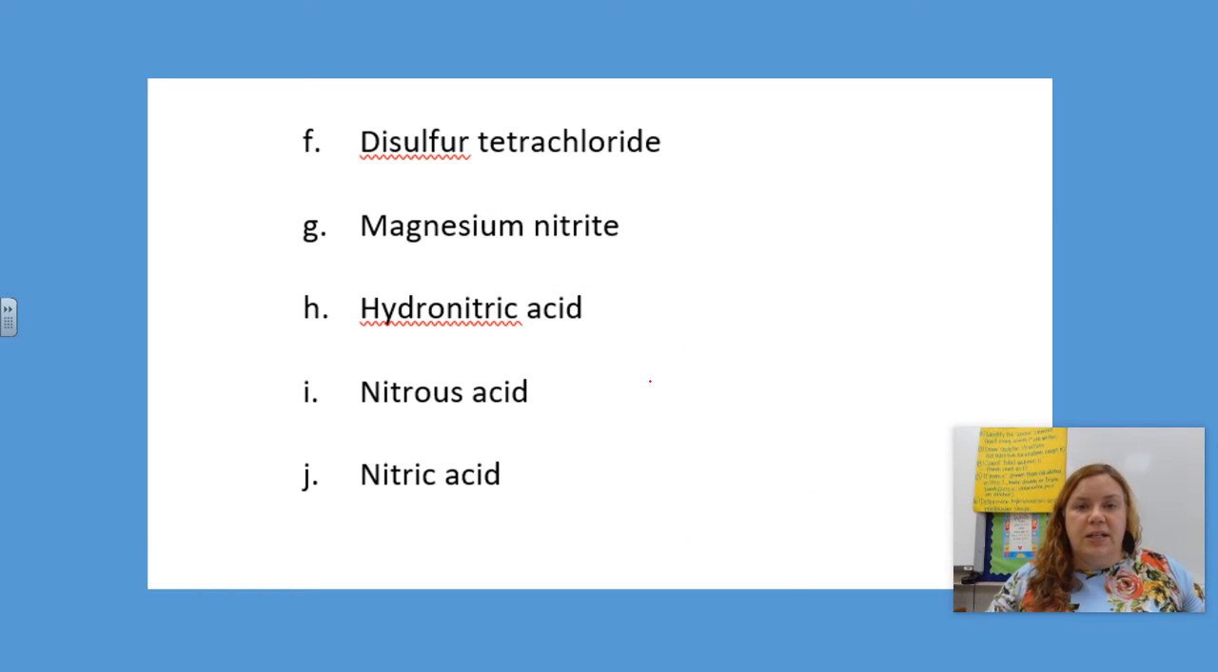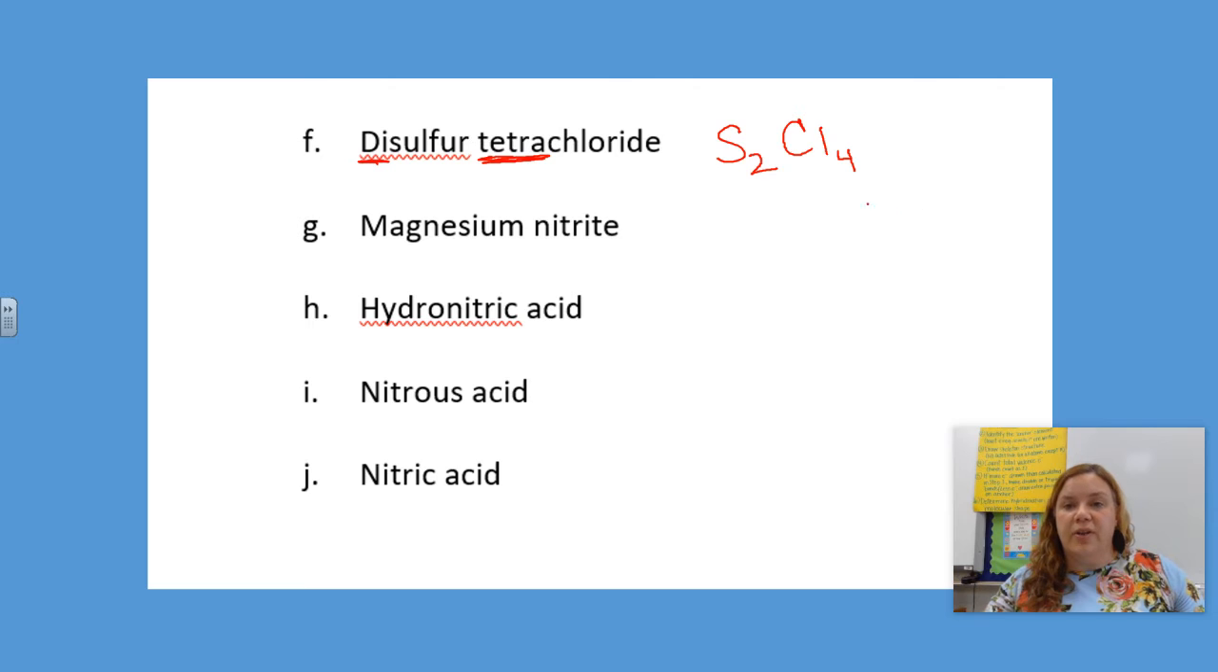Let's try the next ones here. We've got disulfur tetrachloride. So those prefixes are telling us, hey, we're going to have a covalent compound. So we have sulfur, di means 2, chloride, tetra means 4, S2Cl4.